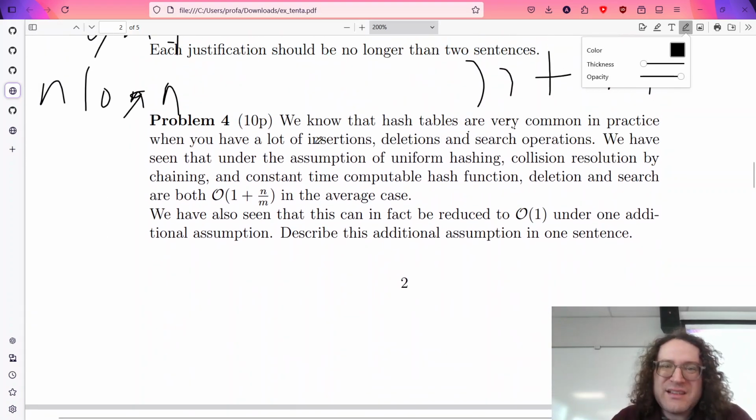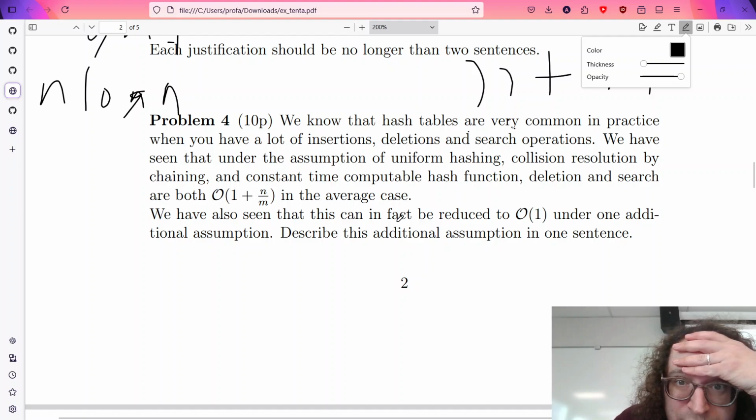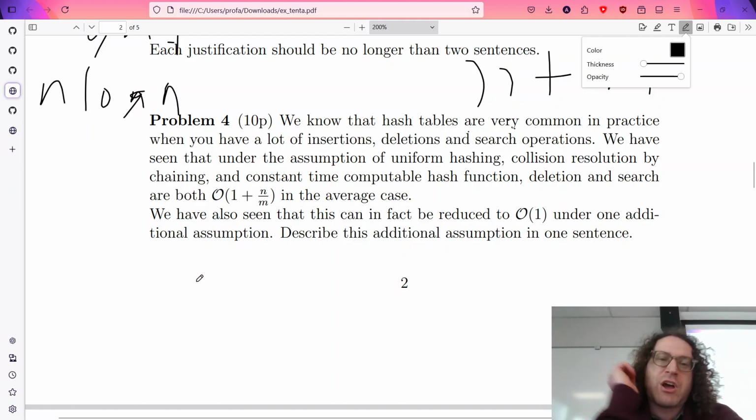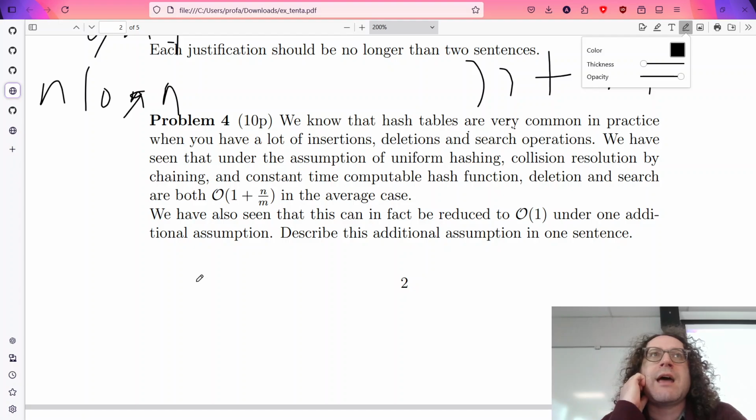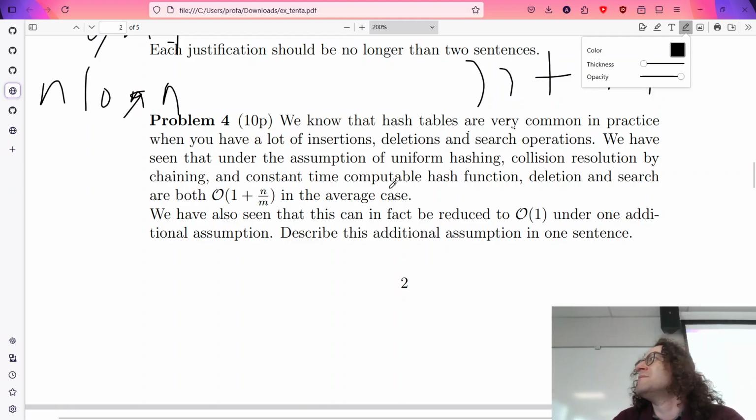All right. So we know hash tables are very common. We have seen that under the assumption of uniform hashing, collision resolution by chaining, and a constant time computable hash function, deletion can be done. We also say this can be done in O of n under one additional assumption. I'm not sure which one they're talking about, whether it's the fact that rehashing is so infrequent that we can amortize that cost over multiple adds. And I think also that this hash function is good.